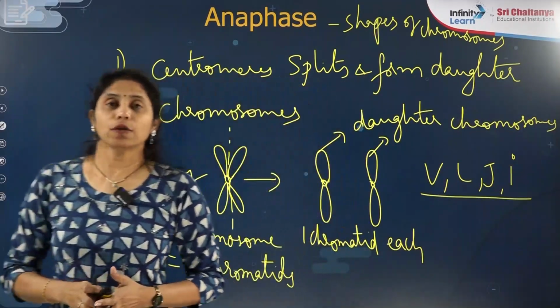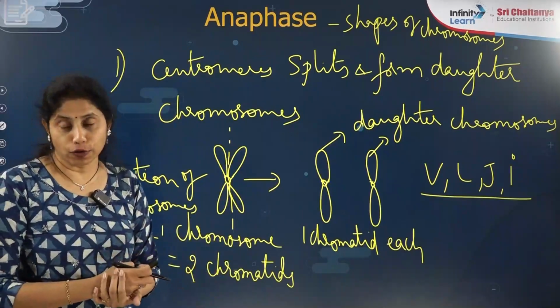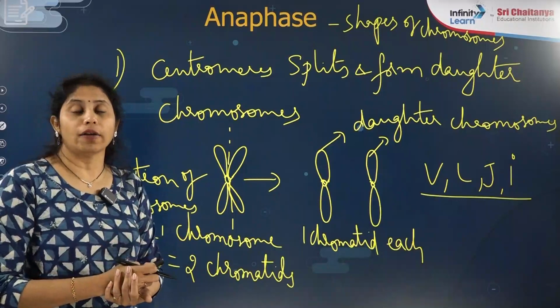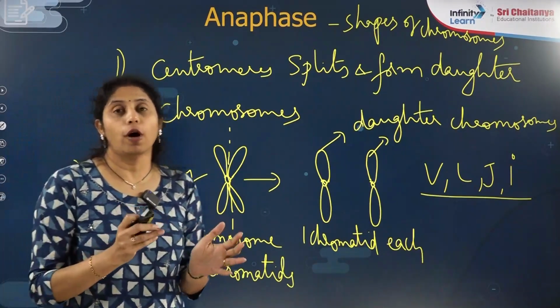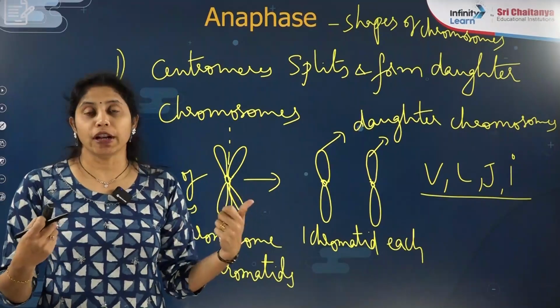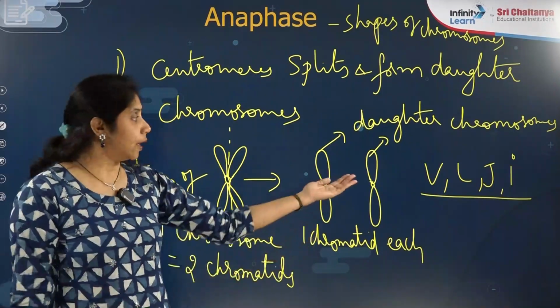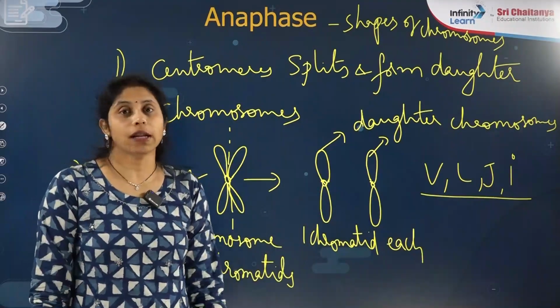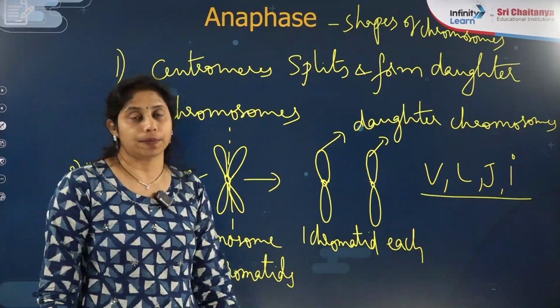So the two main events of the anaphase are: the centromere splits, resulting in the formation of daughter chromosomes, and daughter chromosomes will be having only one chromatid each. Then the daughter chromosomes which are formed will be pulled towards the respective poles with the help of the spindle fibers, and they'll be migrating towards the opposite poles. When they're moving, they will be taking the shapes of V, L, J, I, so that we can see the shapes of the chromosomes in anaphase.